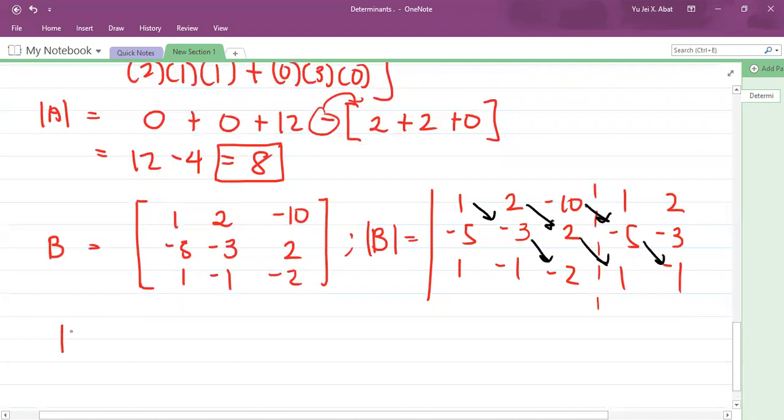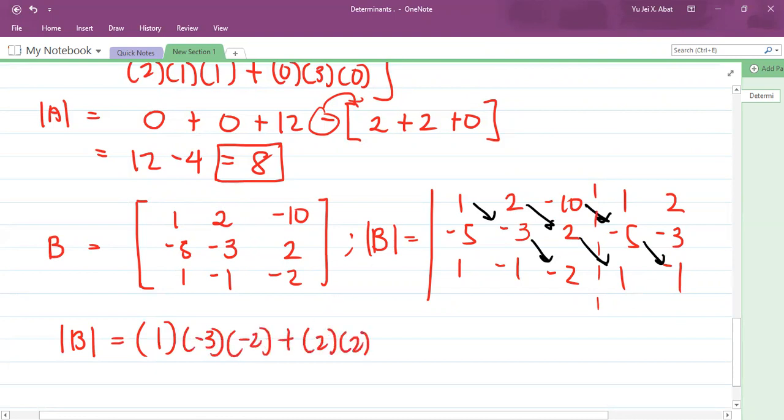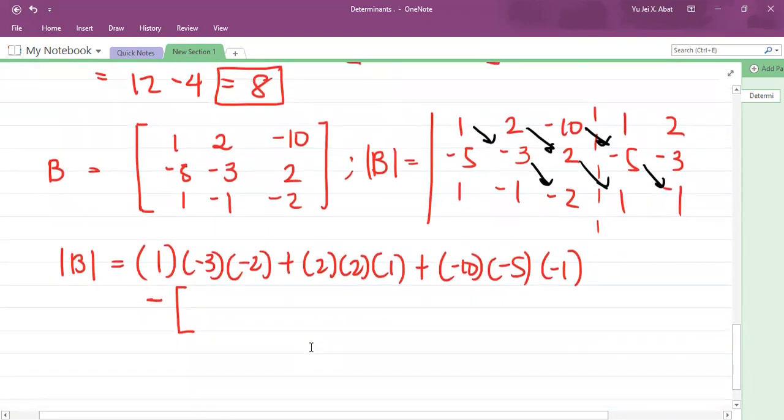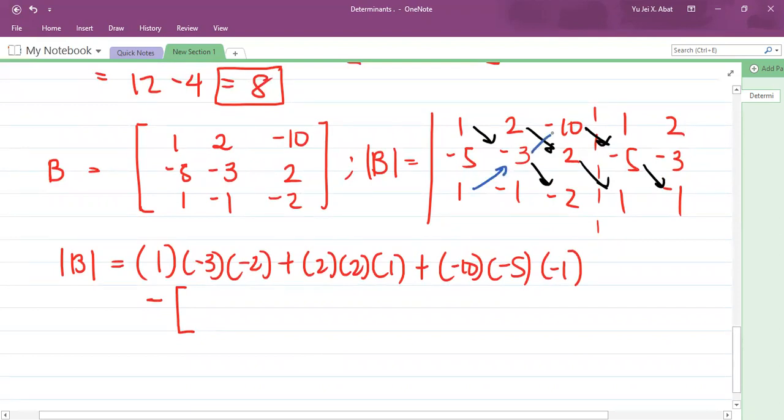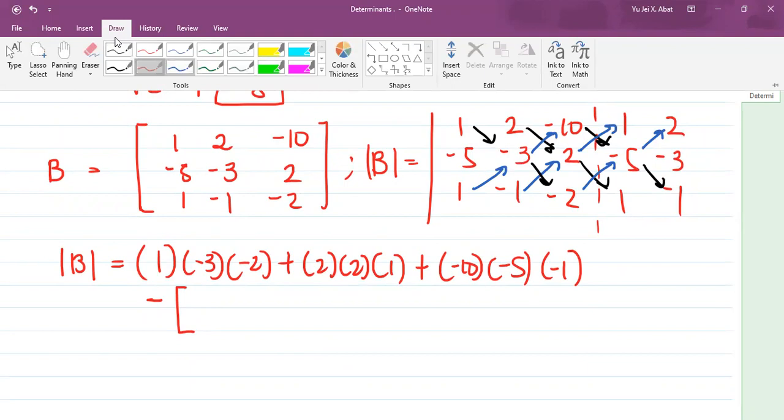Okay, so let's say the determinant of B, that would be 1 times negative 3 times negative 2, plus 2 times 2 times 1, plus negative 10 times negative 5 times negative 1, then minus the other diagonal. This one. Ayan, so yan na yung magiging diagonals natin, guys. So minus. Don't forget the minus, ha?